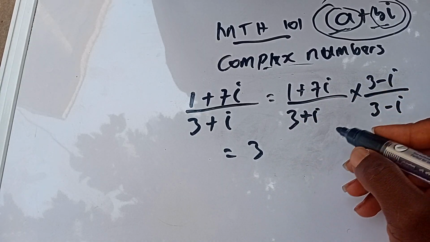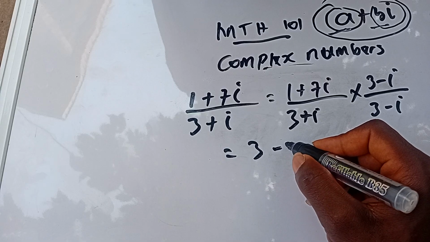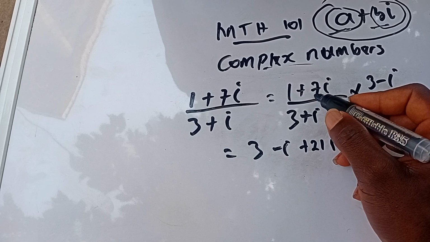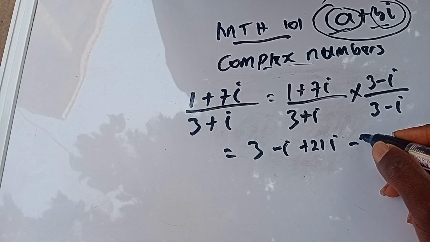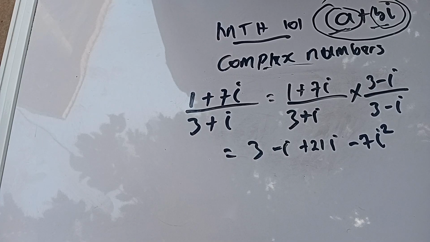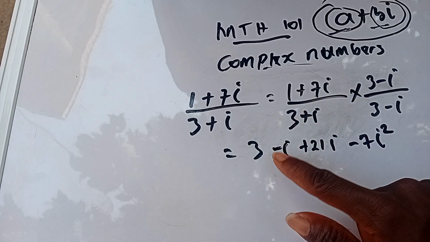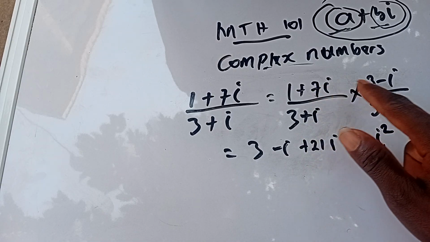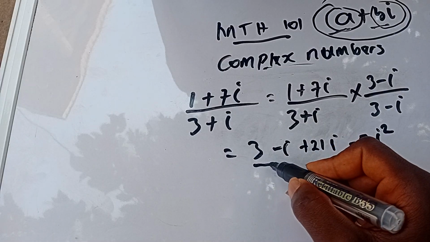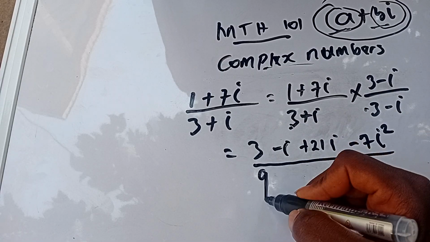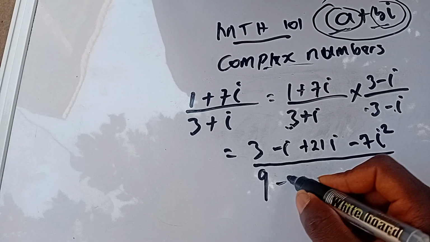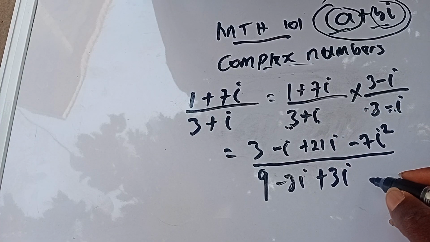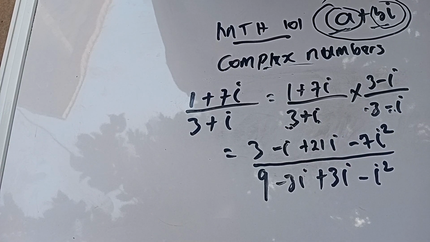1 times minus i, we get minus i. 7i times 3 is plus 21i. 7i times minus i is minus 7i squared. Do we get that? Divided by 3 times 3, that's 9. 3 times minus i, that's minus 3i. i times 3, that's plus 3i. i times minus i is minus i squared. Are we together?